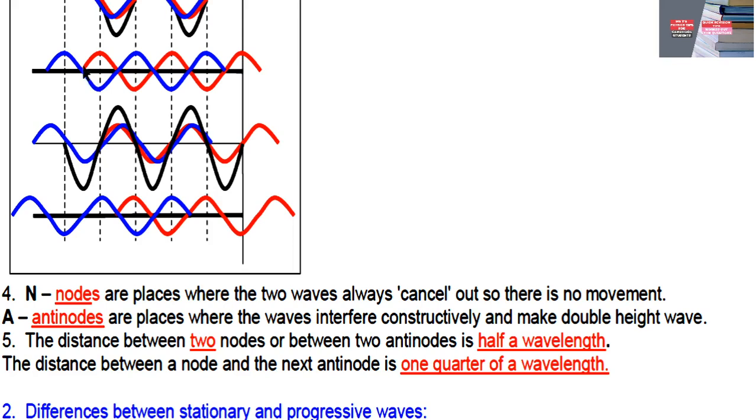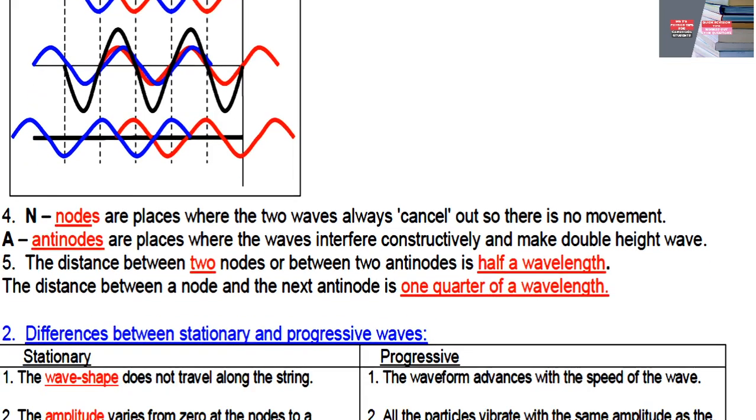Again, the distance between a node and an antinode is lambda over 4. Since from this one to there, between two nodes, it will be lambda over 2, it should be lambda over 4 plus lambda over 4, which is lambda over 2. So the distance between a node and the next adjacent antinode is a quarter of a wavelength.